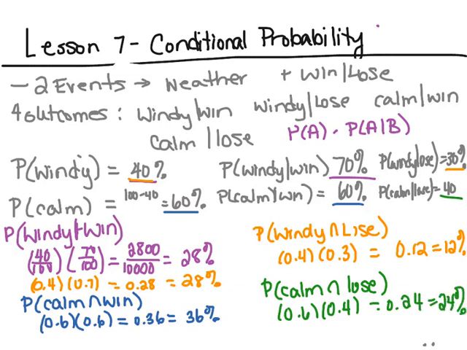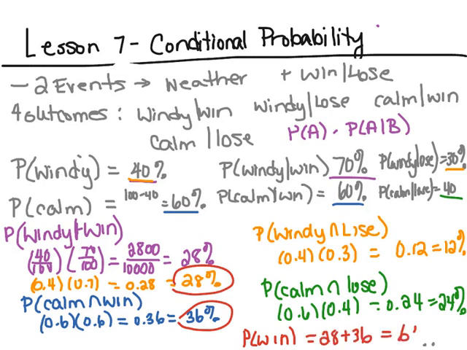So we want to just figure out what the chances of them winning are. To figure that out, we're going to take all of the ones where they win. So we have 28% and 36%. Add them together, so the probability that they win is 28 plus 36, which is 64%. So there's a 64% chance that tomorrow they will win.